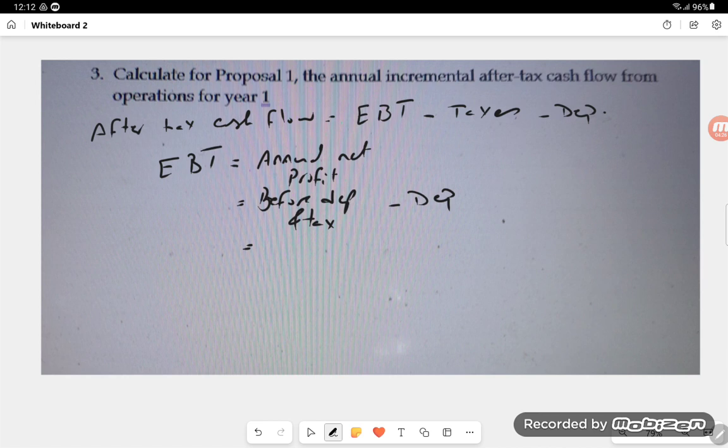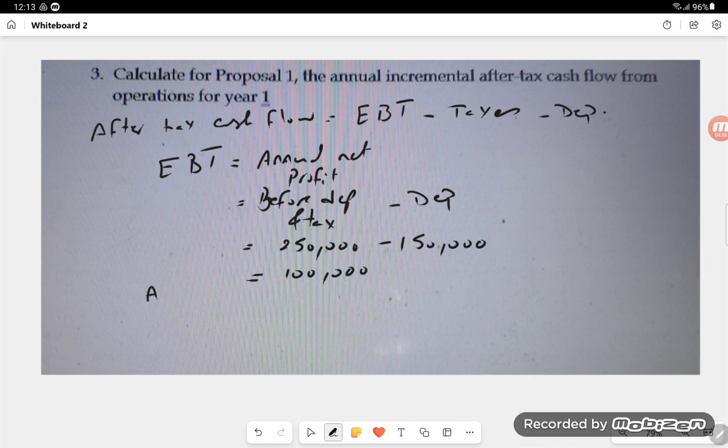So from our example, the annual net profit is 250,000 and the depreciation is 150,000. So this will be 100,000. This is going to be multiplied by 0.4, which is the tax rate, in order to find the deducted tax.